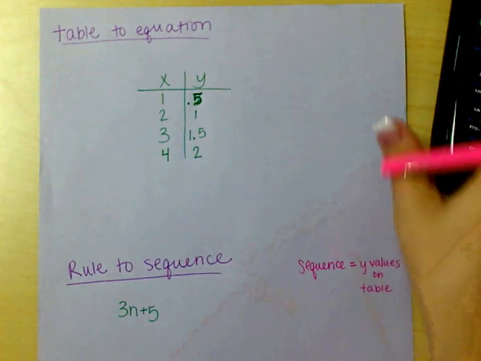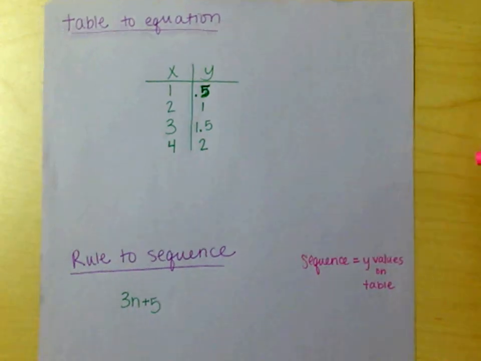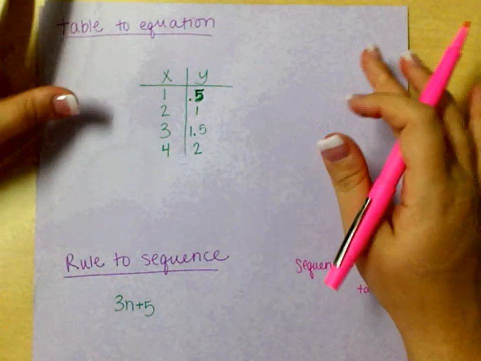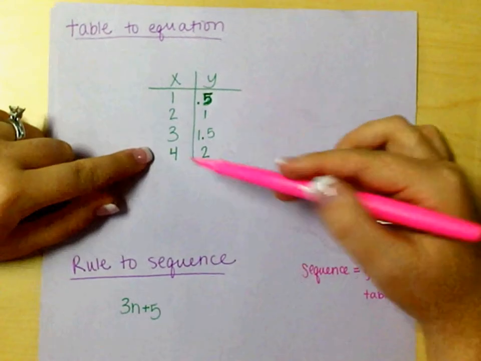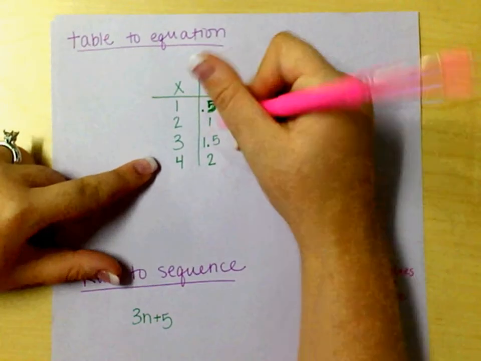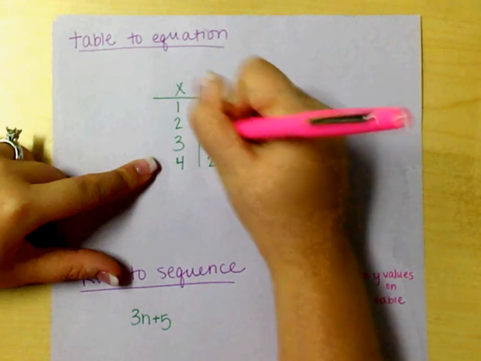Alright guys, this is a quiz review for your finite differences quiz. So these are the few things that you're going to have to know for tomorrow. You're going to have to know how to take a table, just a regular old table, and turn it into an equation. And we do that by finding our rate of change.